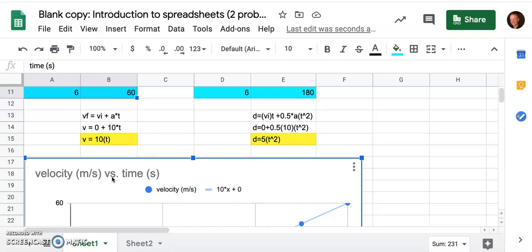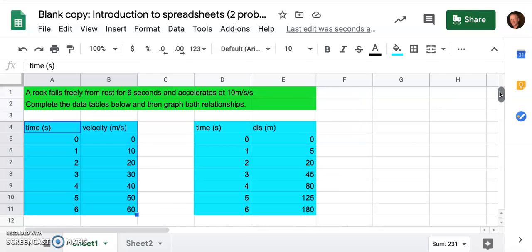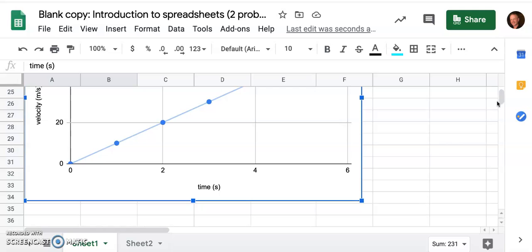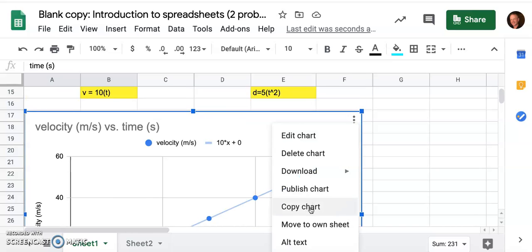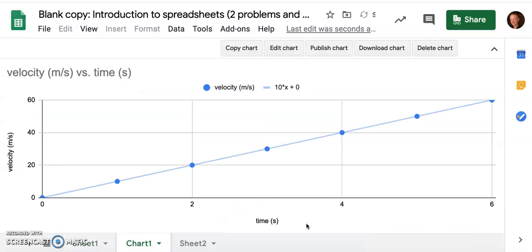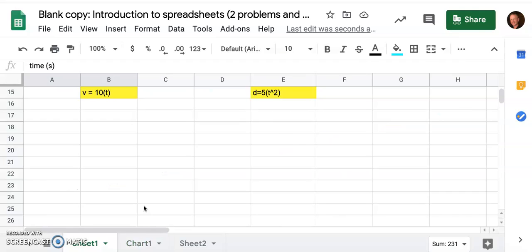So anytime you graph a velocity versus time graph, and you see a linear trend in the data, and to make this easier, what we can do is simply select the 3 little dots in the top right corner. You can move it to its own sheet. And then we can go back to sheet 1, which has the data, makes it a little easier.